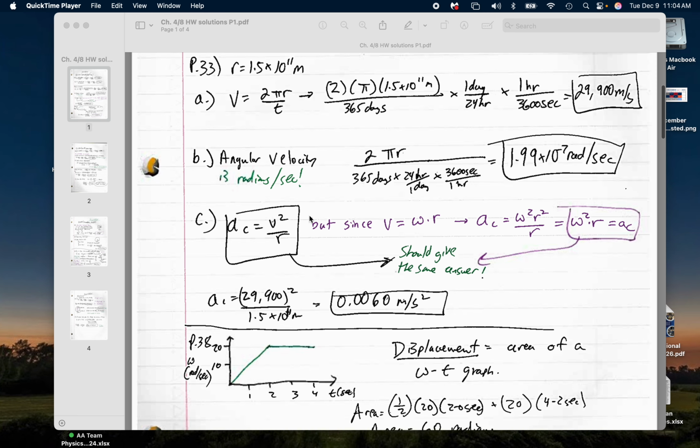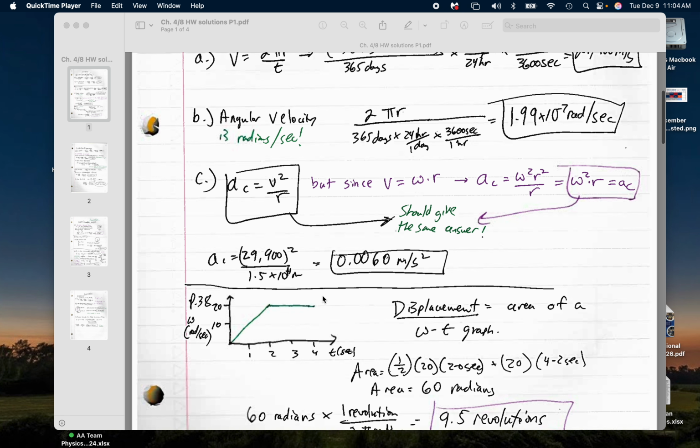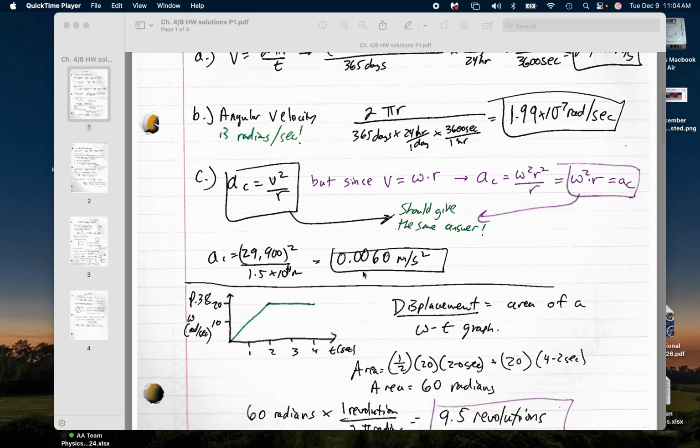The centripetal acceleration, you could do this either way, omega squared times r or v squared divided by r. Either one doesn't matter. So that should give you 0.0060 meters per second squared.